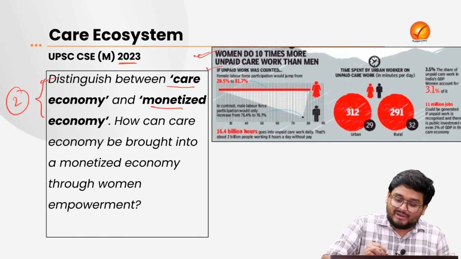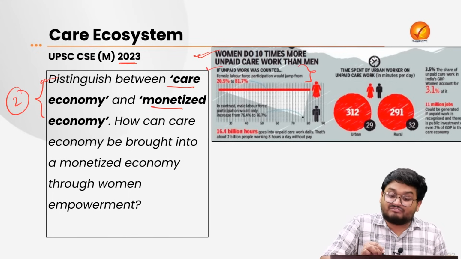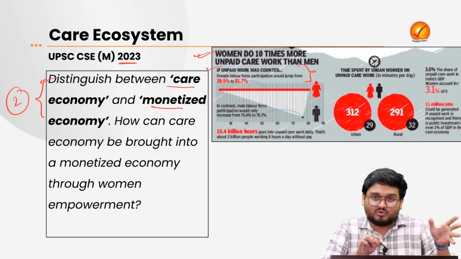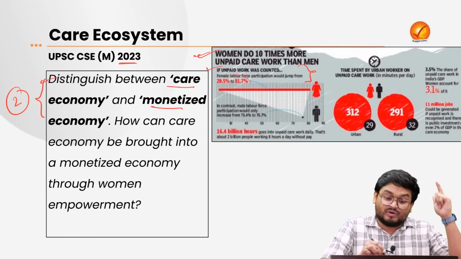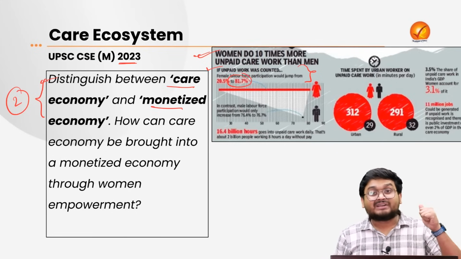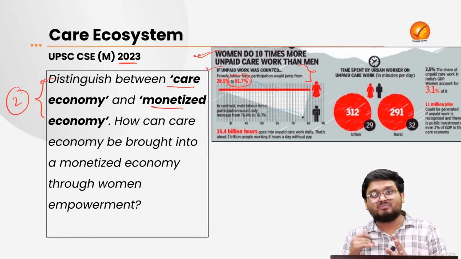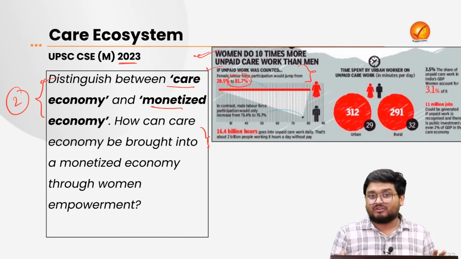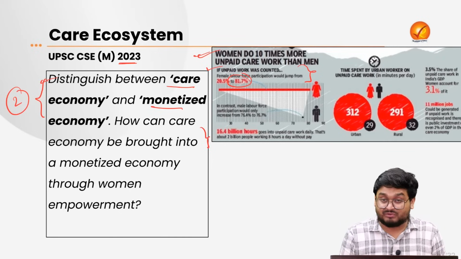Well, if unpaid work was counted in India, the female labor force participation rate in the country would increase from around 20-30% right now to 81.7%. So can you imagine the potential of this care economy if we try to monetize it? So you write what is the main difference here, and please be aware of these kinds of topics and the kind of value addition that we are trying to provide.